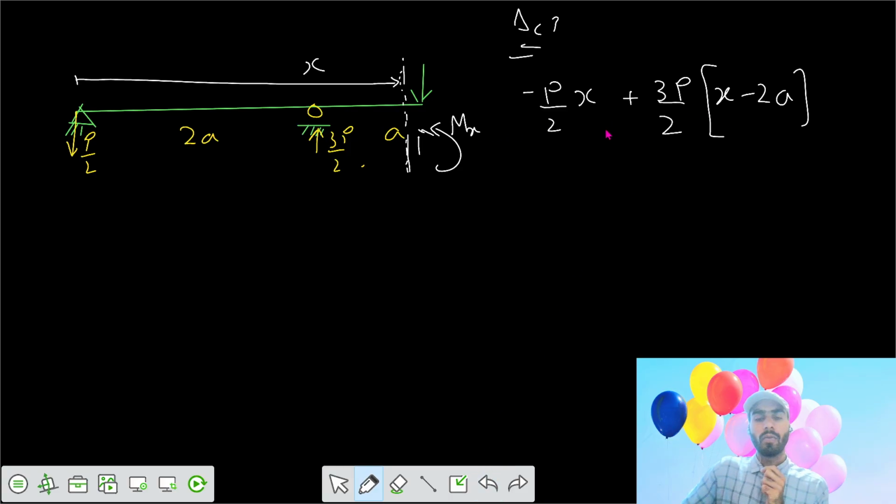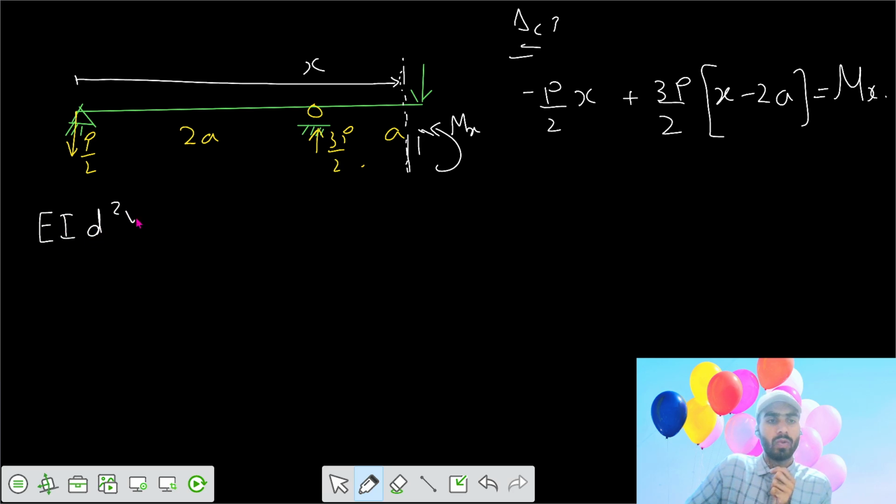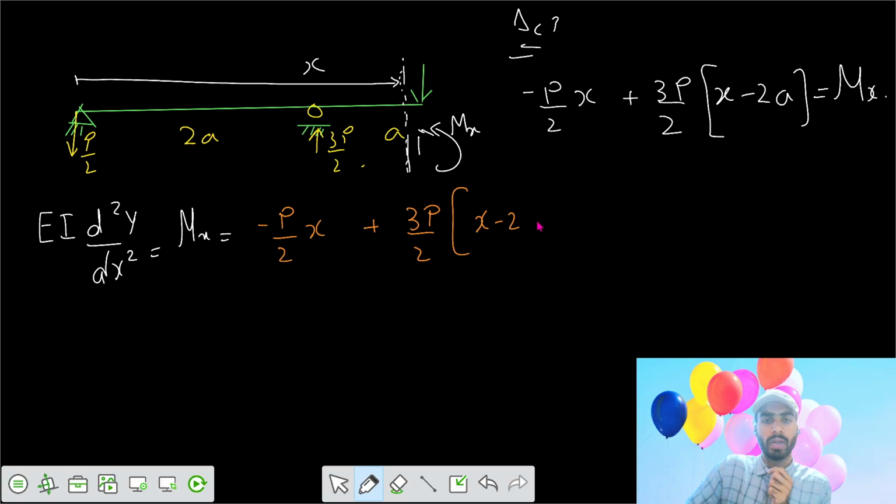So after that we have the clockwise moment equation, Mx, then we can equate it with Mx. Finally we got the moment equation. We can write that now we have EI d2y by dx2 equals the moment at x, Mx. So we can write that minus P by 2 into x plus 3P by 2 into x minus 2a.